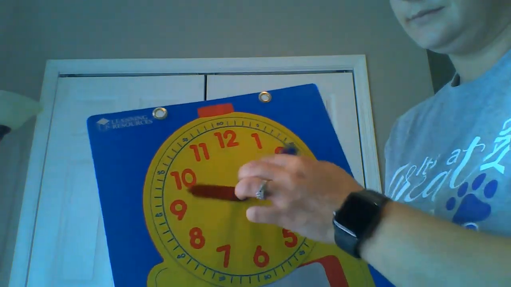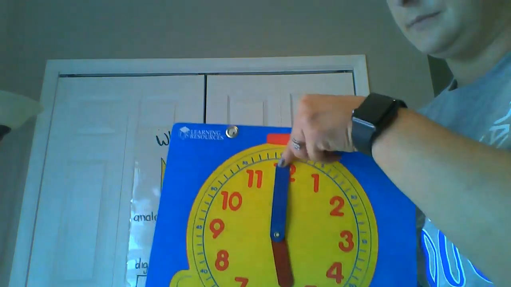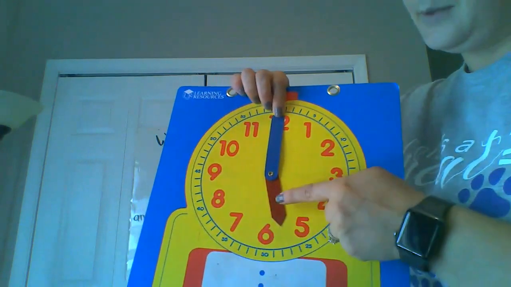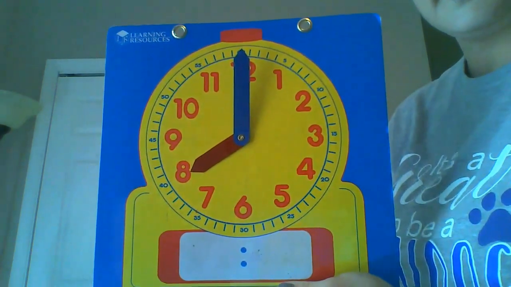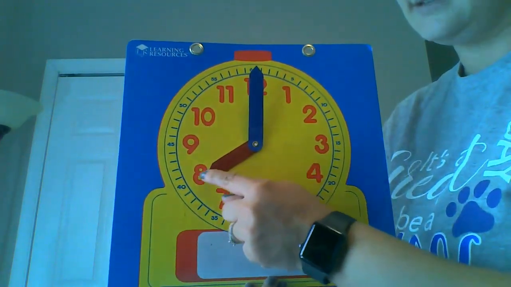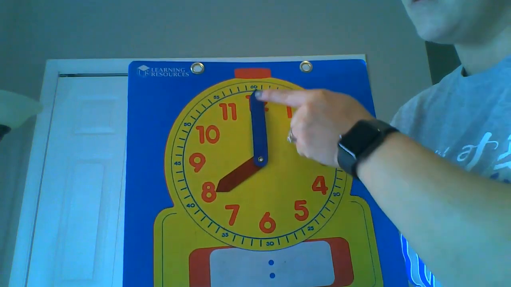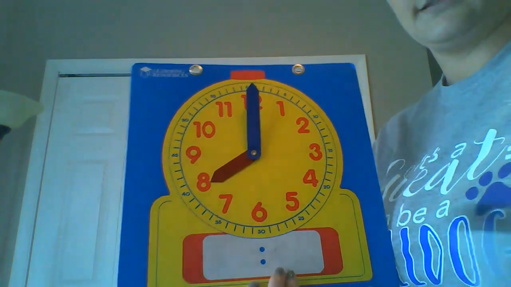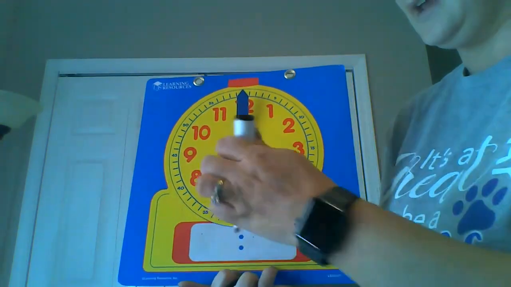Now I want to show you some more with this clock that I have. So I'm going to move these around. I'm going to put my long hand on the 12, and I'm going to keep it there. I'm going to put my short hand here. All right, so looking at this clock, the hour hand, the short hand, is on the 8. The long hand is on the 12. So how would I write this? I would say it is 8.